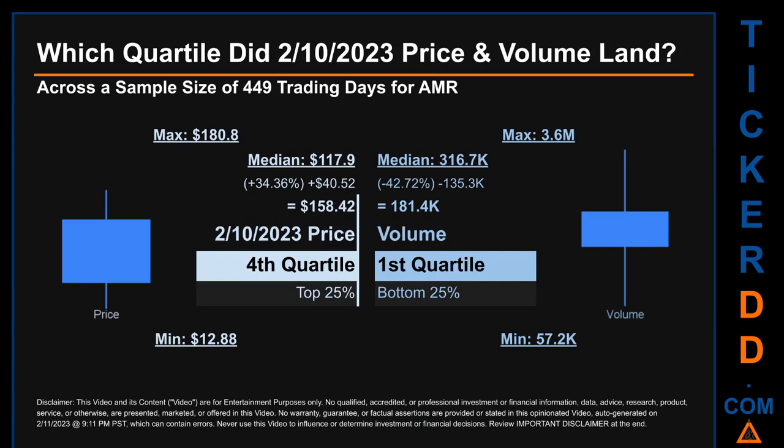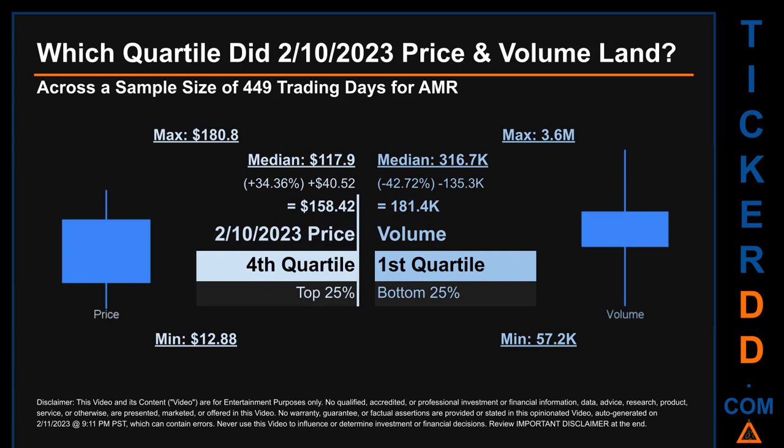Which quartile did the 10th of February 2023 price and volume land? Across a sample size of 449 trading days, the maximum end of day price for AMR was $180.80 while the minimum was $12.88. Within that price range, the 10th of February 2023 price, of $158.42, landed within the fourth quartile, meaning that it was within the top 25% of all sampled end of day prices. The day's volume landed within the first quartile, at the bottom 25% of all sampled daily volume, which saw a max daily volume of 3.6 million and a minimum of 57.2 thousand.